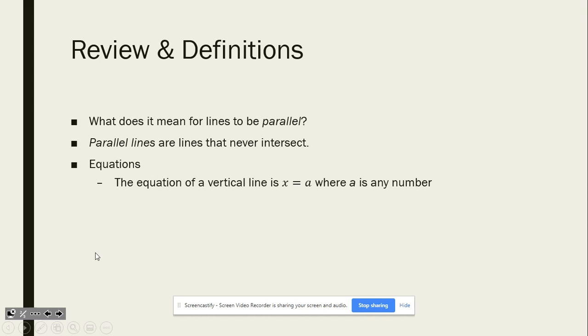So some equations for you to memorize. When you have the equation of a vertical line, it's going to be x equals a, and a can be any number whatsoever. If it's a horizontal line, the equation of the line will be y equals a, where again, a can be any number whatsoever.